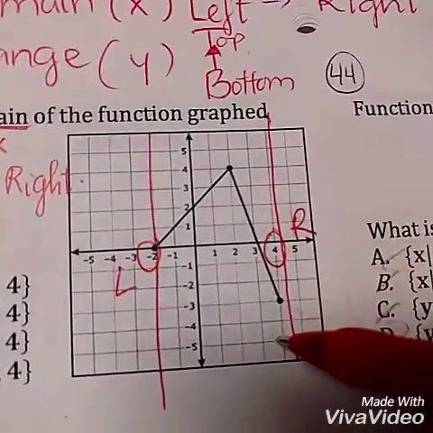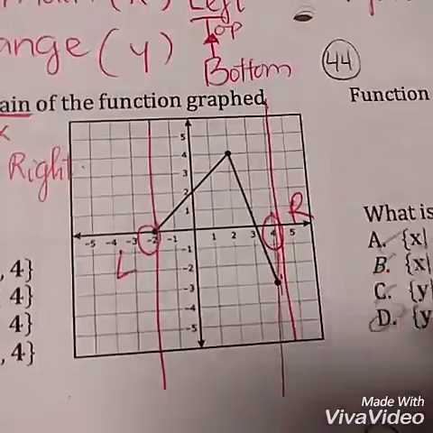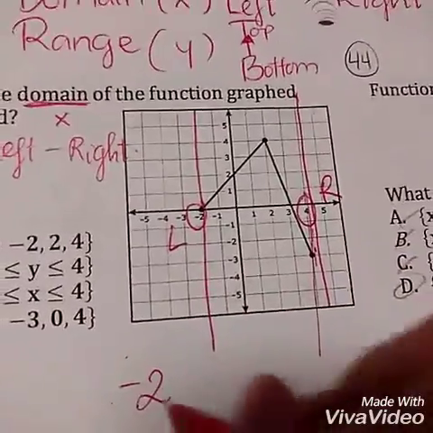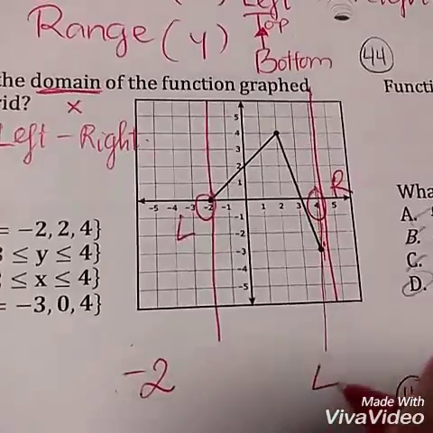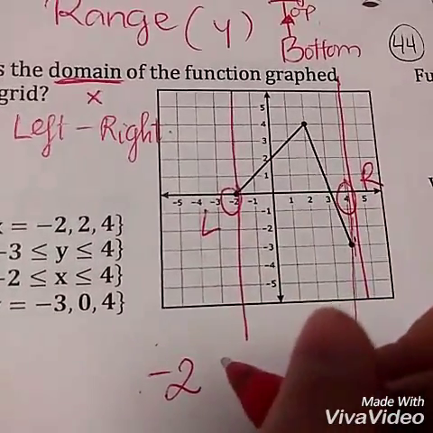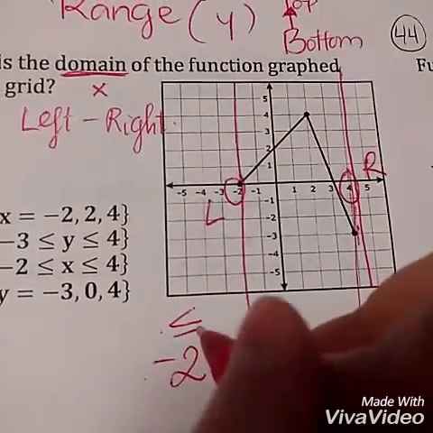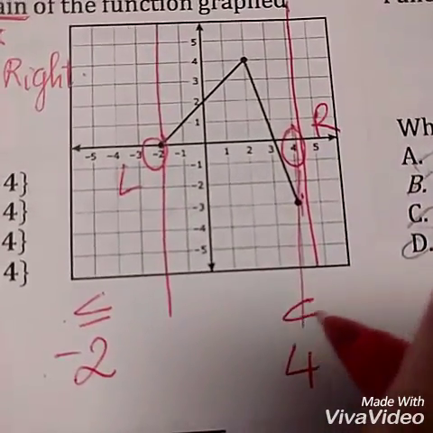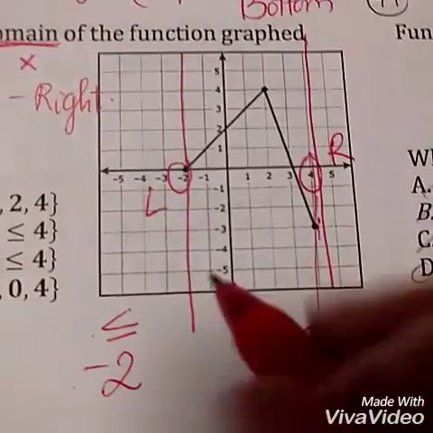Okay, you see the line right there. So here's my left number is -2. My right number is 4. It's a closed circle, so I'm going to include it on the -2 right here. This one is included. And 4 is also a closed circle, so I'm going to include it also. And then domain is X.